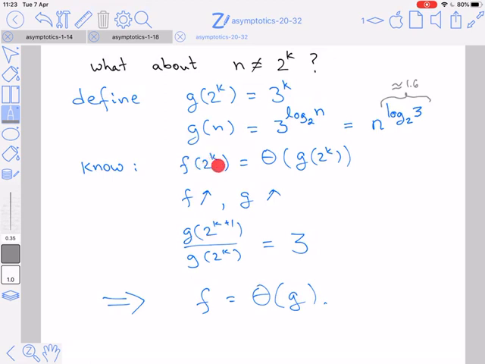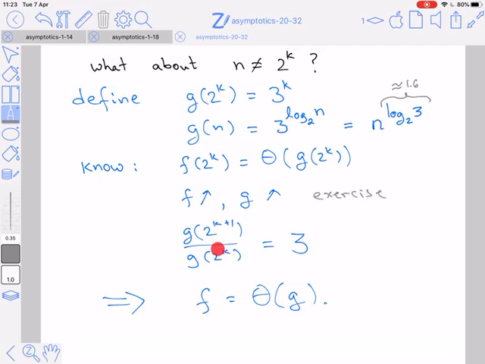We know that f of 2 to the k is big theta of g of 2 to the k, because we know that f of 2 to the k is 3 to the power of k plus 1 minus 2 to the power of k plus 1, so it's bounded by 3 times g of 2 to the k, so it's big O of that, and you can also show big omega if you want. Now, both f and g are monotonically non-decreasing. I'll leave that as an exercise.